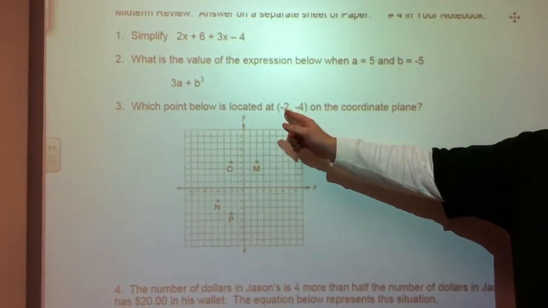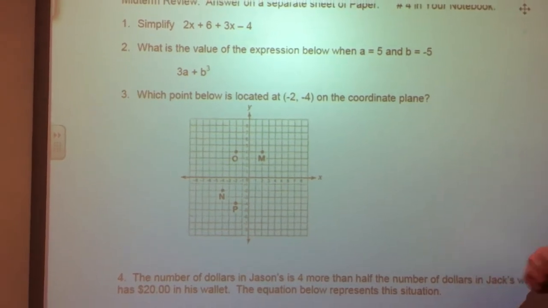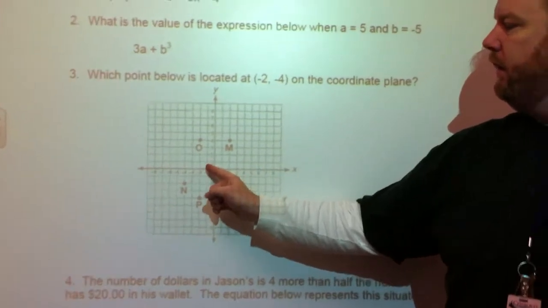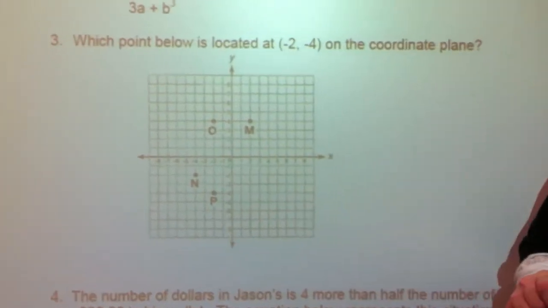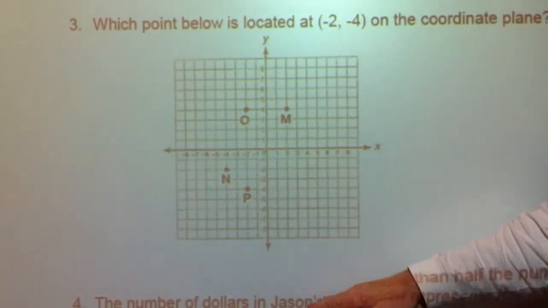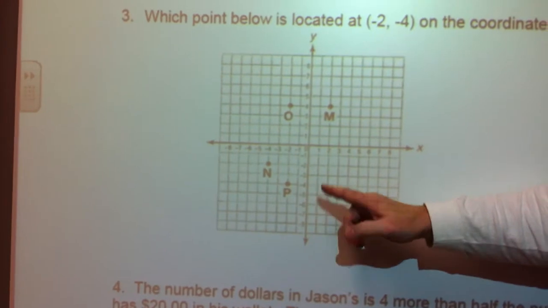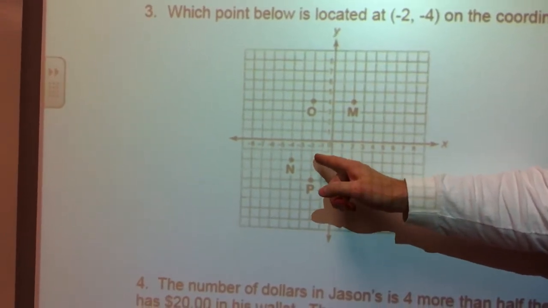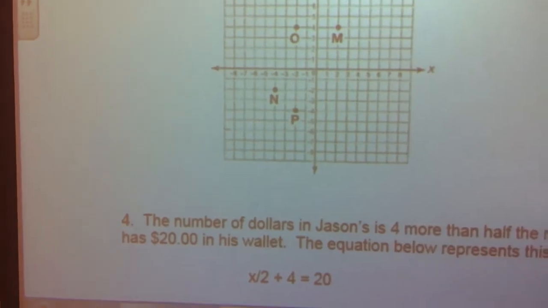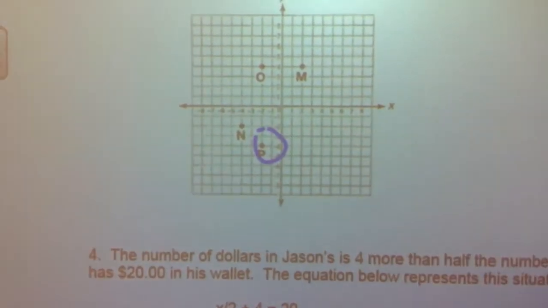Therefore, if this is the x value, we must find out where that is on the x-axis first. This is negative 2. So we're going to go over 1, 2 to negative 2. Then we're going to find negative 4 on the y-axis. Since we have a negative 4, we know that's going to be below 0. And we're going to go down 1, 2, 3, 4 from our previous spot of negative 2. Therefore, the answer to this question will be P.